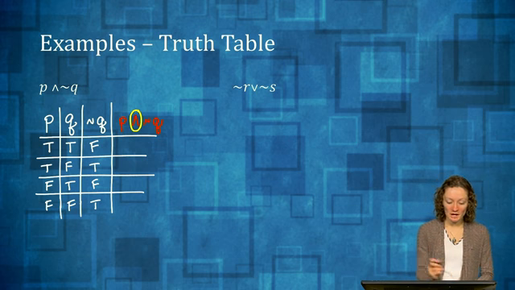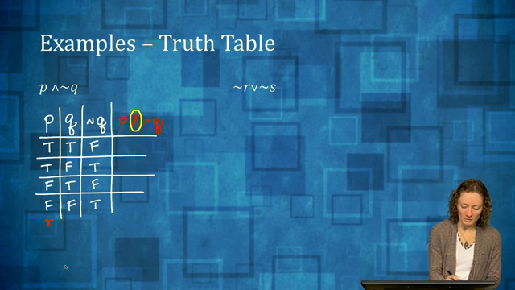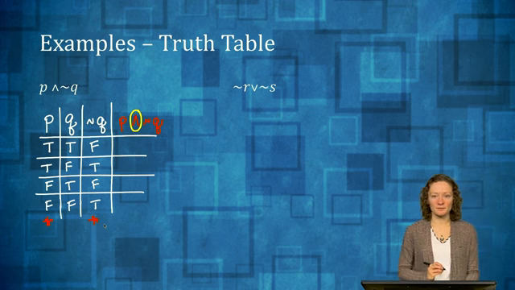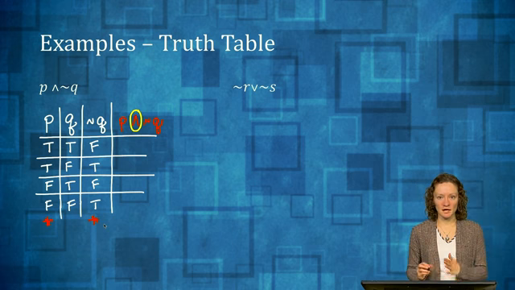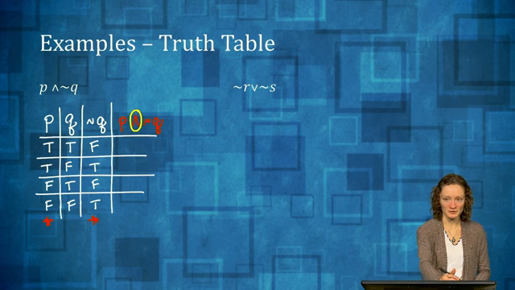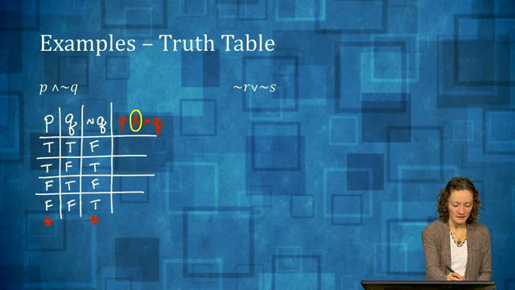So the two columns that we're focused on are P and negation Q. So go ahead and cover up Q right now. We don't really care about that one. Don't scratch it out because you still need it in the table. But ignore this for the time being. We're focused on this column and this column.